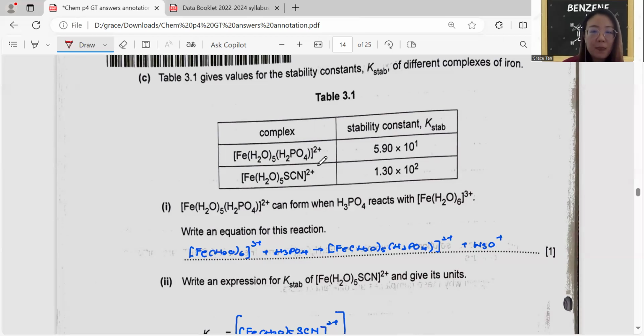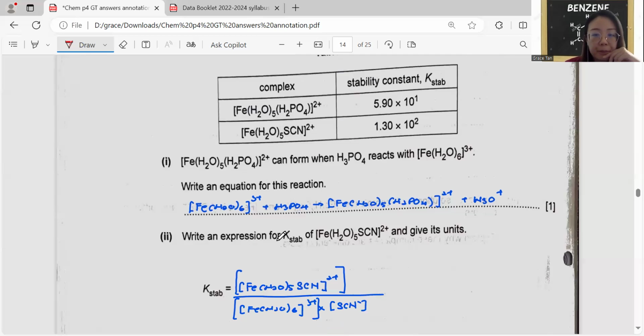So given these two, now write an equation for this reaction where the first one is formed when H3PO4 reacts with the hexa aqua ion 3 plus ions. Okay, so you can check the equation. So your H3PO4 will donate one proton to the aqua. Because H3PO4 now becomes H2PO4, they donate one proton to become H3O plus.